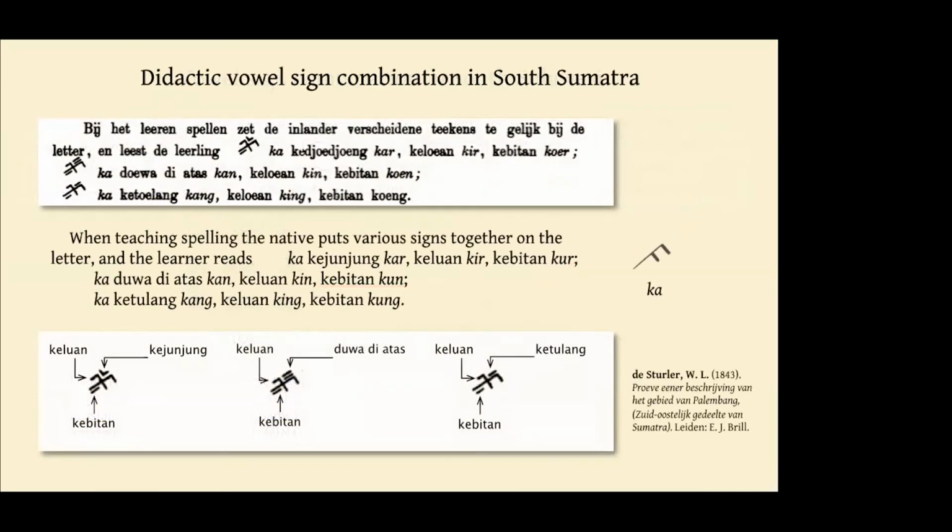Now in South Sumatra, there's something very similar again, but it's a bit more complicated. There they recite the first consonant, ka, for example, then the name of a sign they combine with it. And after that, the resulting syllable. So ka, kujujung, kar. Kaluan, kir, kabitan, kur. So the name of the consonant, the name of the sign, and then the resulting syllable. This is very unusual because in most Indic scripts, they just recite a table that shows all the combinations individually for each vowel.